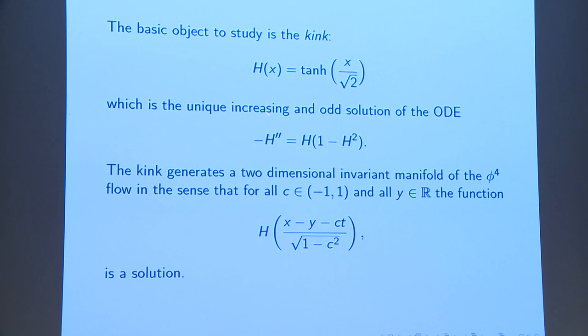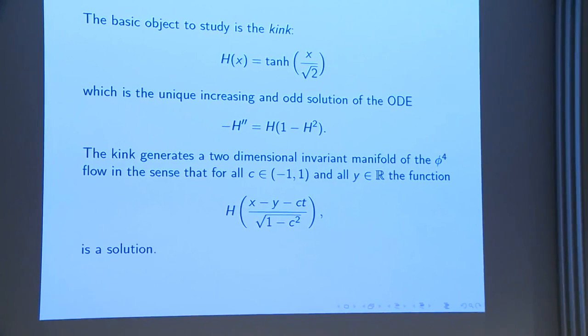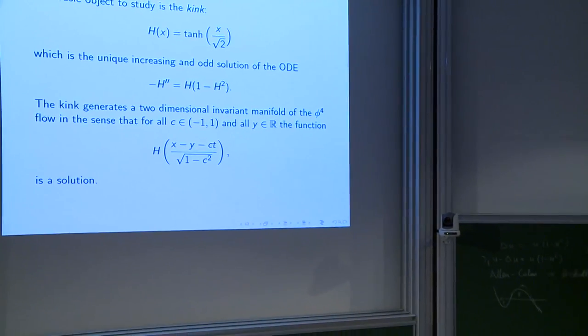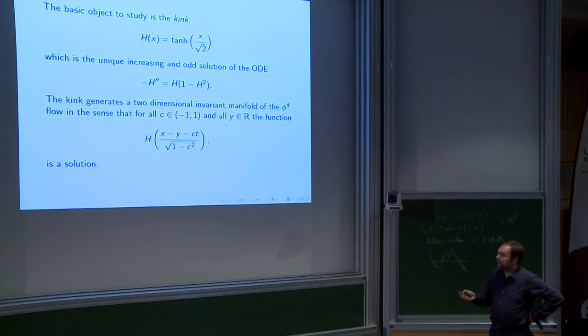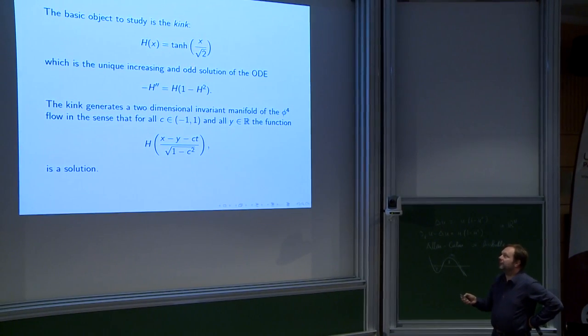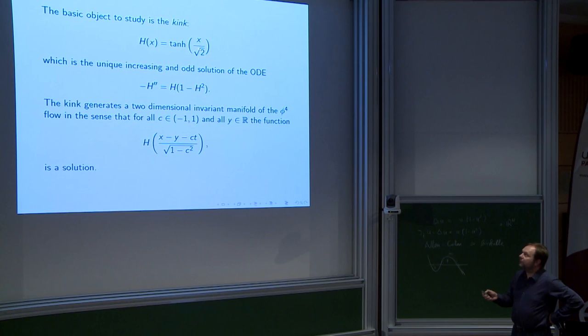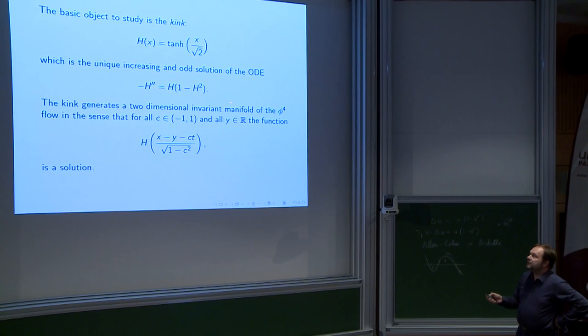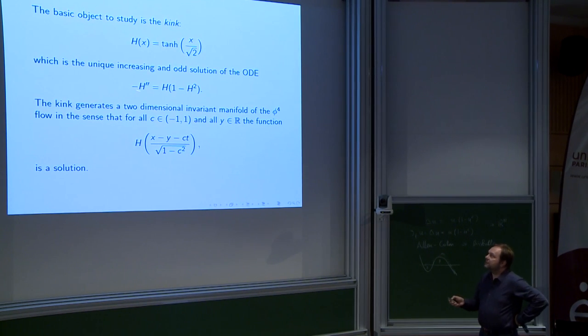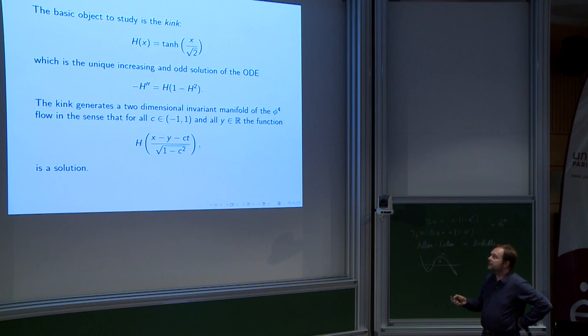So the basic object people study, and this is in some sense common also for the Allen-Cahn equation, is the kink. In quantum field theory also, everyone studies the kink at the beginning. It's something very simple. In this case, it's an explicit solution, just the hyperbolic tangent. It is a solution to the ODE. Of course, it's not unique unless I say that it should be increasing and odd, for instance. Otherwise I can translate it. The whole problem has an odd symmetry.